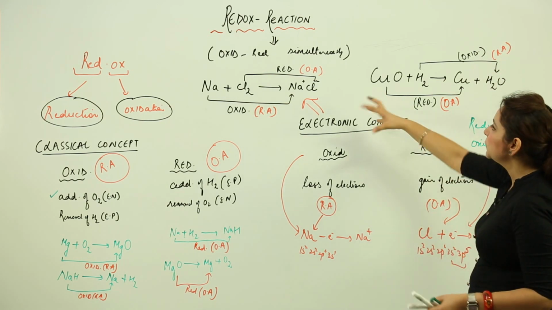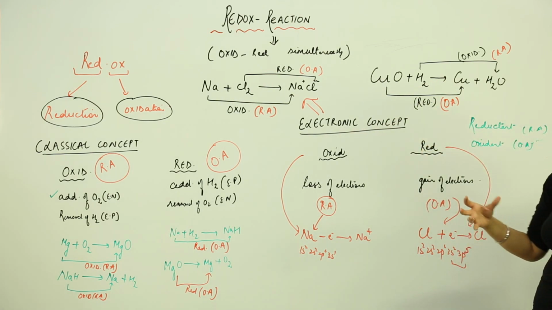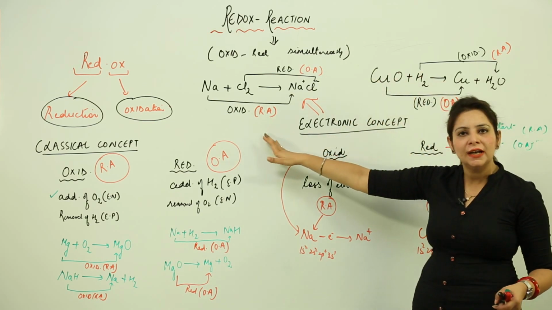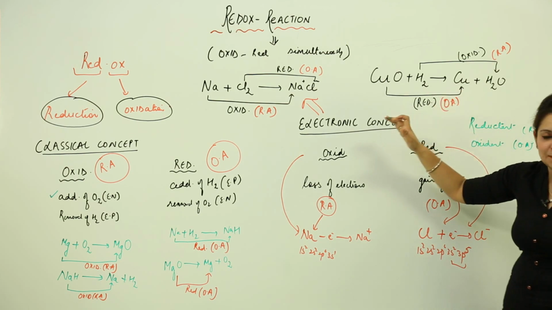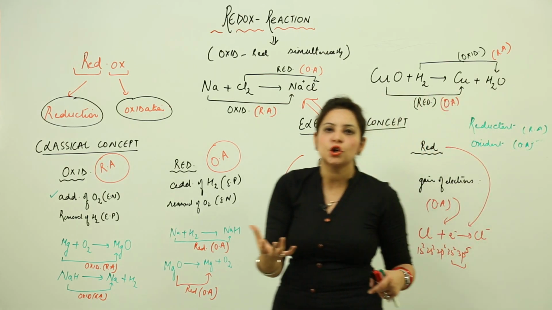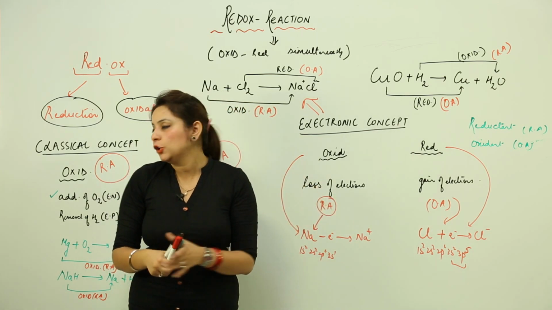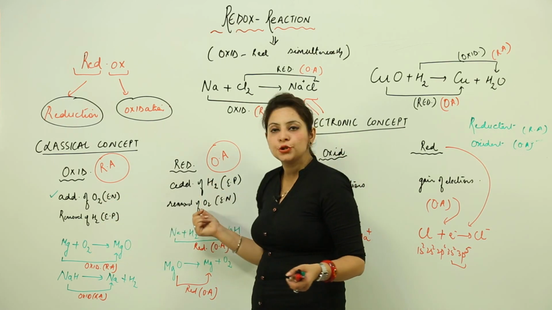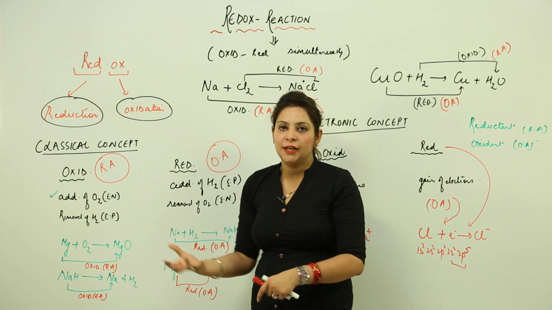So that means both these reactions are actually redox reactions because they involve oxidation as well as reduction, but here it is based on the electronic concept and here it is based on the classical concept, that is the addition of an electropositive element or an electronegative element. As I took an example of hydrogen and oxygen, we generally use O2 and H2, but likewise you can also use an electropositive element and an electronegative element.